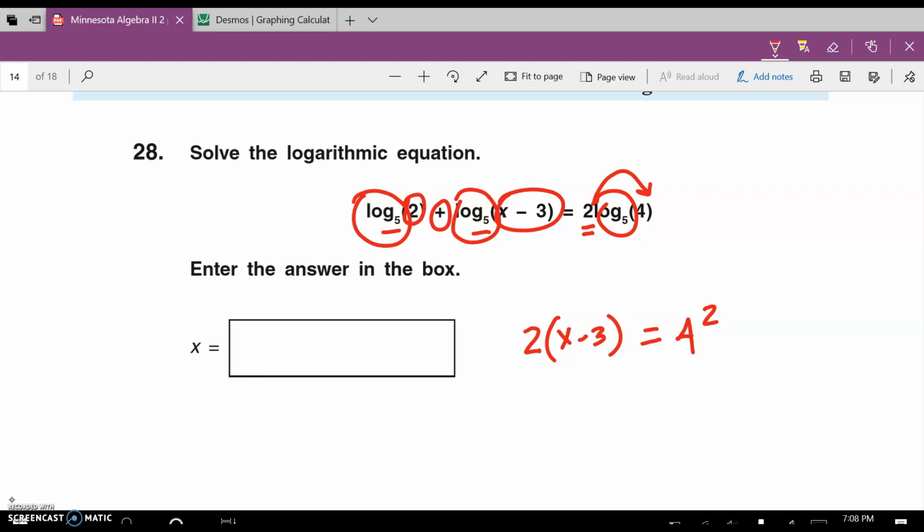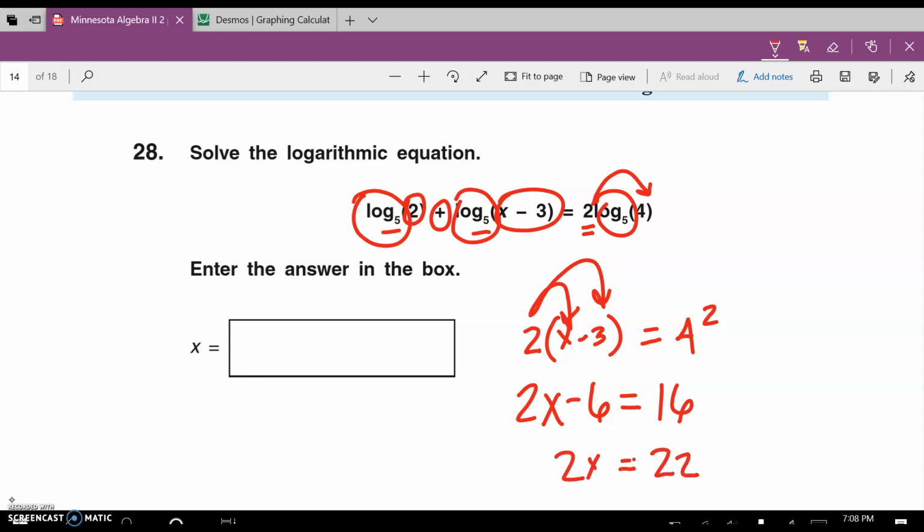That again applies here. So now we just have to simplify. So I'm going to distribute that 2. So 2x minus 6, and then 4 squared is 16. I would add 6, so 16 plus 6 is 22. And then I'm left with 2x divided by 2, and 22 divided by 2 is 11. So x would equal 11.